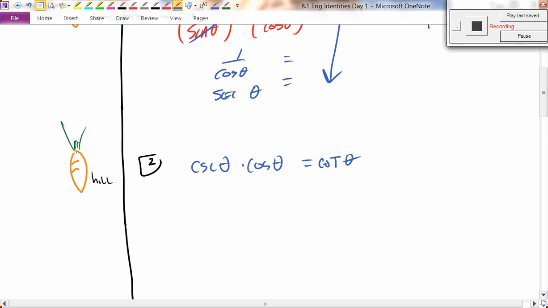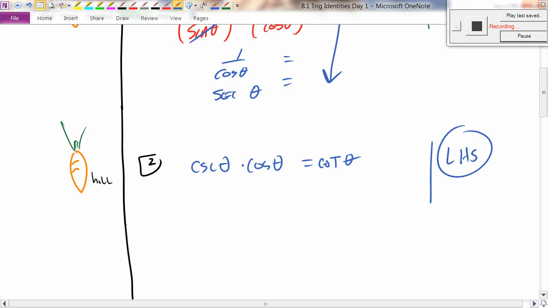We have the cosecant of theta multiplied by the cosine of theta is equal to the cotangent of theta. Okay. First things first. Anna, which side are you going to choose to work with? The left-hand side or the right-hand side? She said the left-hand side. Who agrees? Who disagrees? Who has no idea? Okay, yeah, we're going to go with the left-hand side, right? There's more options available to us, all right?